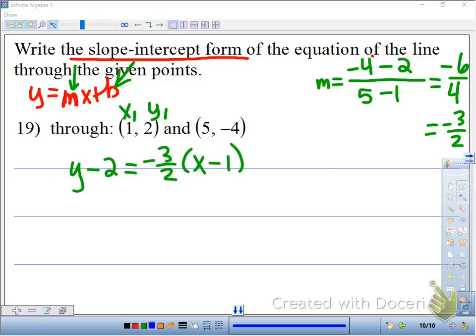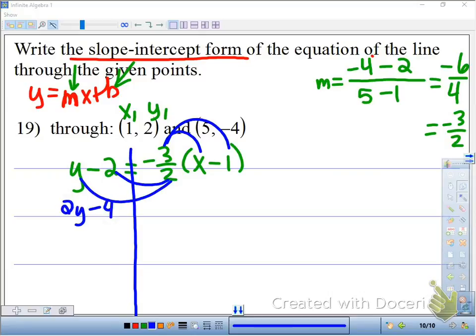From here, Beyonce. Okay, remember Beyonce? We're going to get rid of this fraction here is the whole point of it. Top number multiplies to the right, distributes to the right. The bottom one's for Beyonce. She goes to the left, to the left. Okay, so this is going to become 2y minus 4. Okay, the right side is going to become negative 3x plus 3. You have to make sure you distribute correctly.